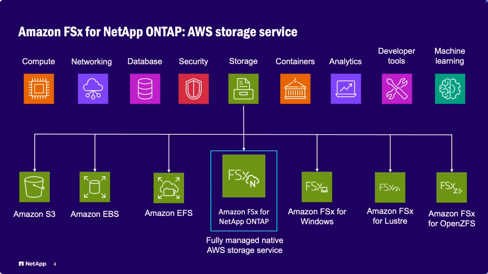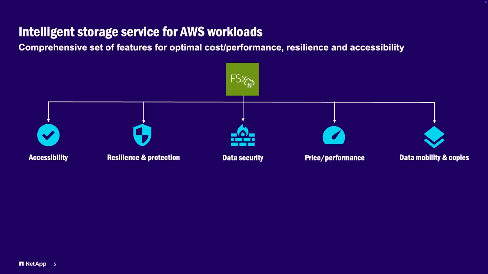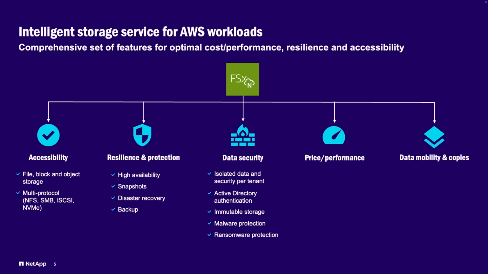Amazon FSx for NetApp ONTAP is an AWS fully managed storage service powered by NetApp technology. It provides intelligent storage for business-critical workloads through a comprehensive and flexible set of storage features for accessibility, resilience and protection, data security, price performance, and data mobility and copies. Let's see how FSx for ONTAP provides optimal cost and performance for Microsoft SQL database protection when it is used as the underlying storage infrastructure.